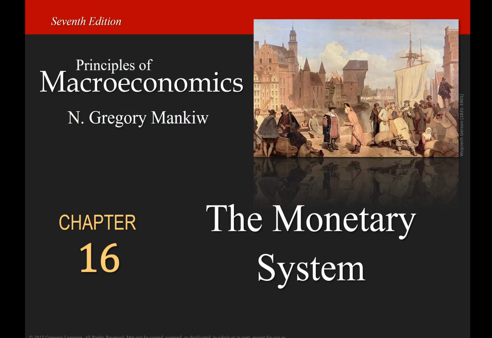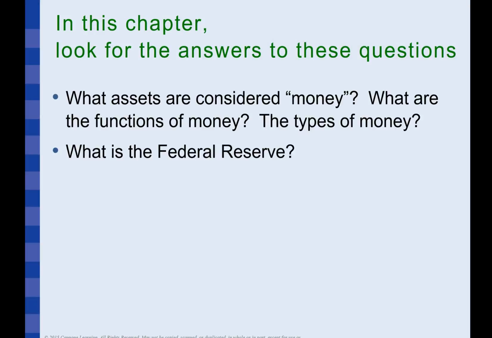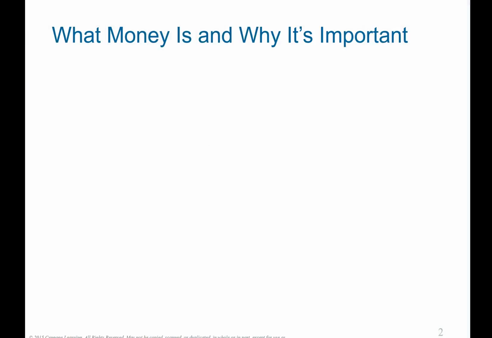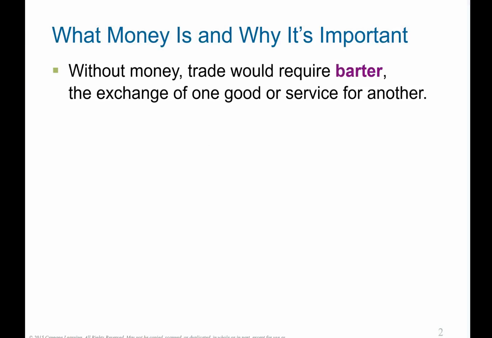It deals with Chapter 16, the monetary system. In this chapter, we're going to look at money, the Federal Reserve, how banks work with the Federal Reserve and how banks create money, and how the Federal Reserve impacts the money supply and controls that money supply. So we start with an examination of the concept of money, what it is, and why we need it. And it starts in your textbook.